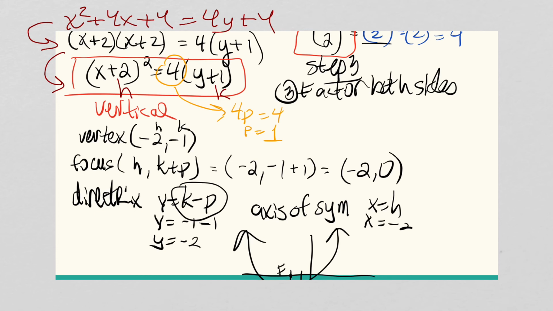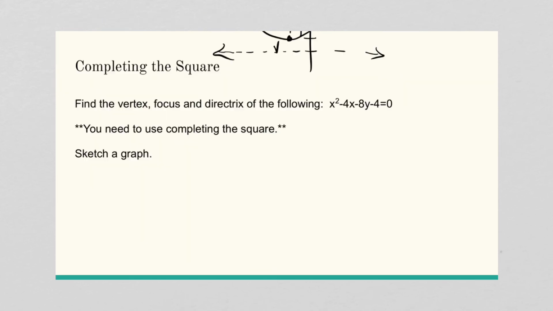So if I start plugging in those numbers for the focus, I got -2 for h. K plus p, well, -1 plus 1 is 0. So this is my focus. And my directrix says k minus p. So it's going to be -1 minus 1, so y equals -2. And my axis of symmetry. And yeah, that's what it should look like.